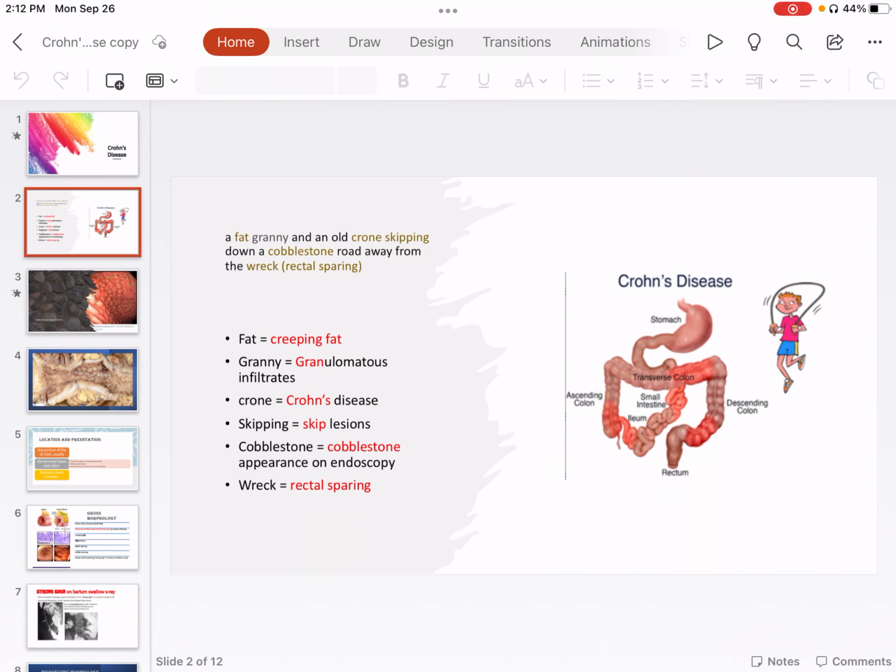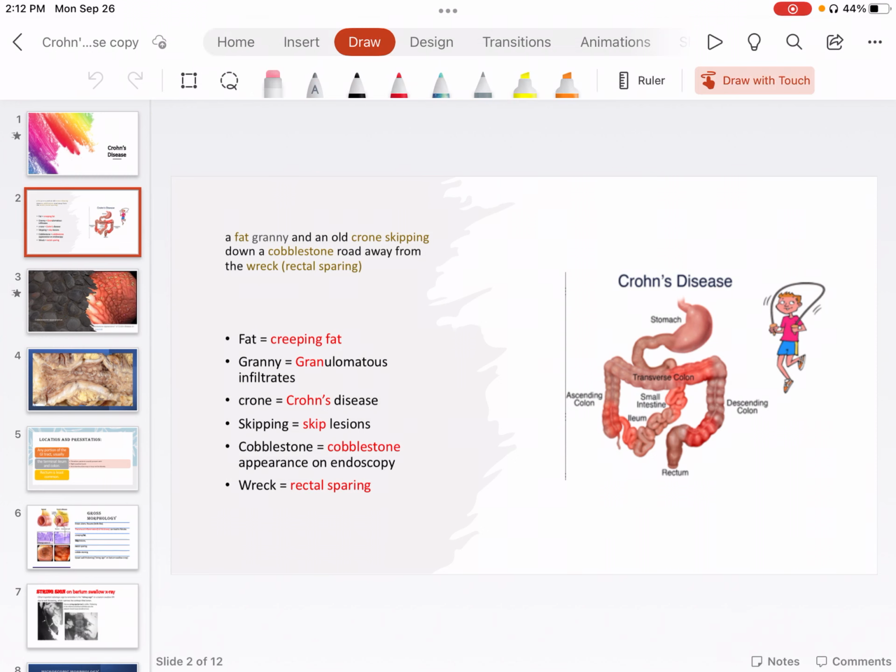Here, fat represents creeping fat. Granny represents granulomatous infiltrates. And Crohn represents literally the Crohn's disease. Skipping represents skip lesions that are seen in Crohn's disease. These are the patchy lesions all around the colon.